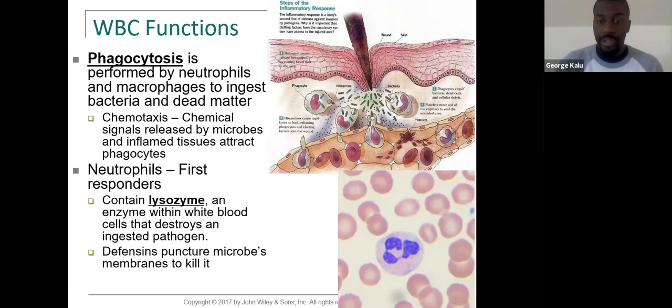So, going through the different types of white blood cells, the first one that we're going to be seeing here are the neutrophils.